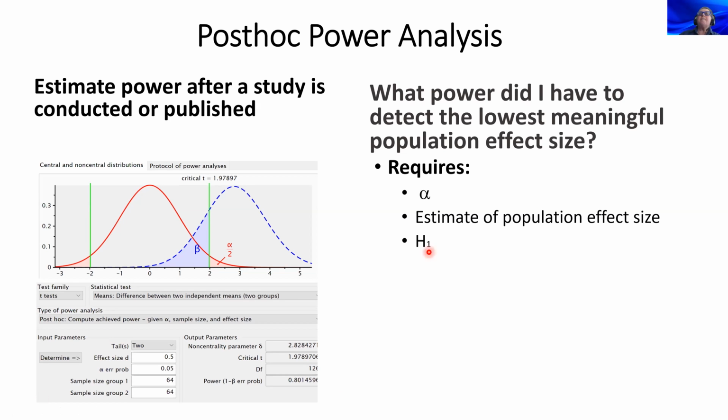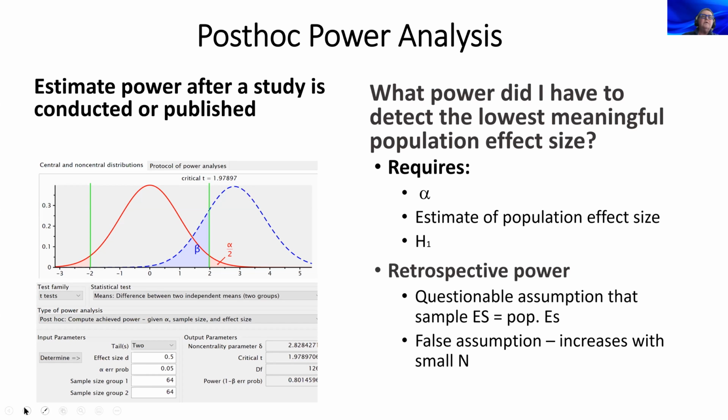If you simply take the effect size that was calculated with the data, that does not represent the lowest meaningful population effect size. You think of the central limit theorem, you'll note you're not going to get that same effect size. So you want to make sure that you don't use the effect size that was calculated. That's referred to as retrospective power, and it is a false assumption. There's a good deal of work out there addressing the problems that are inherent with this.